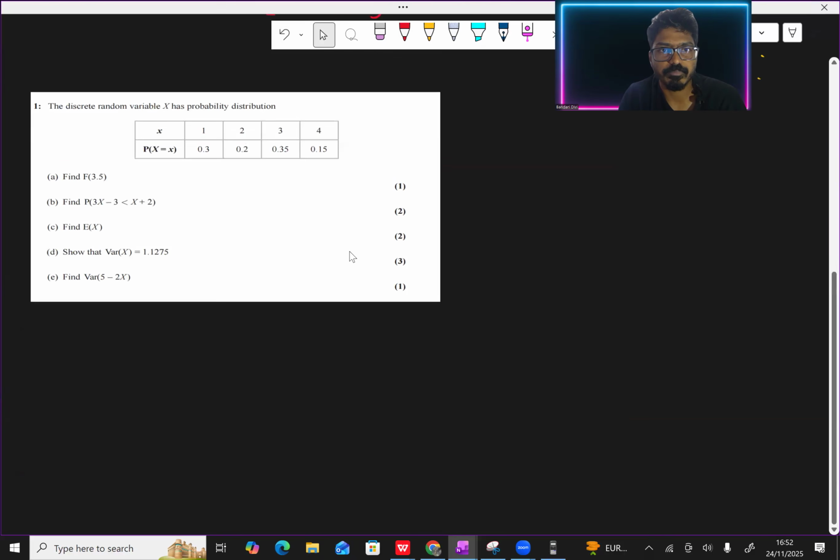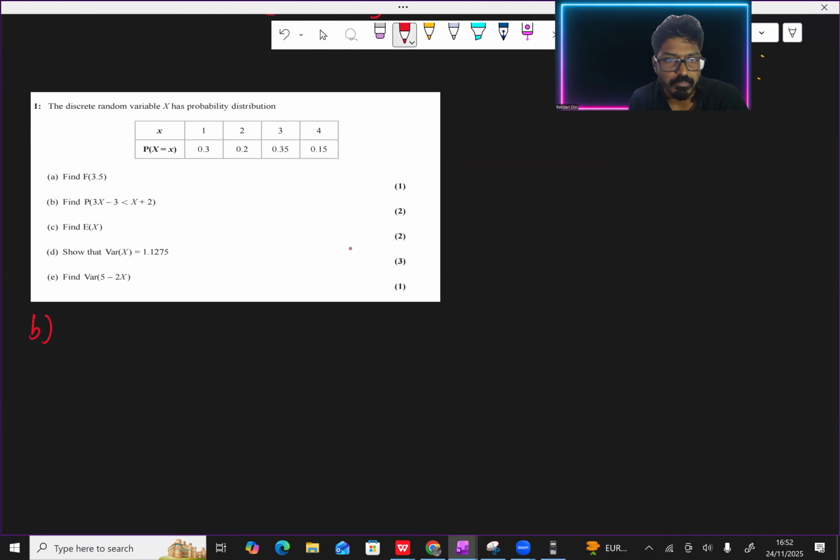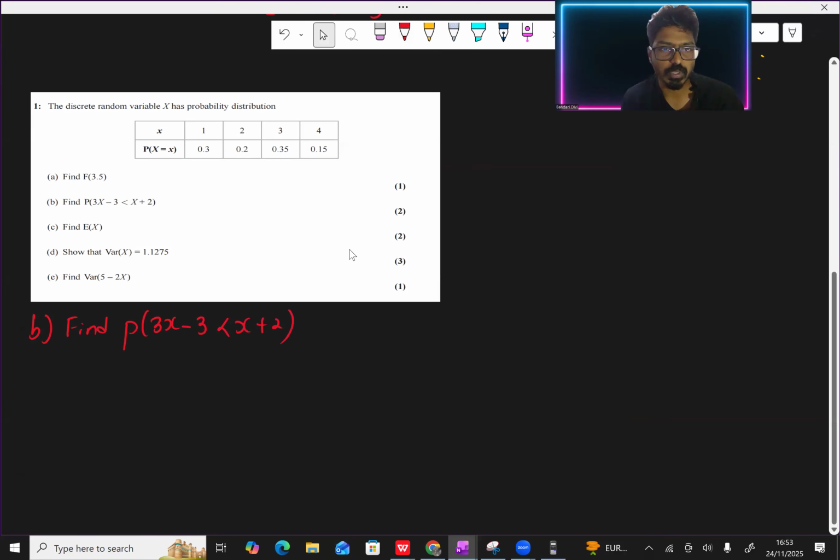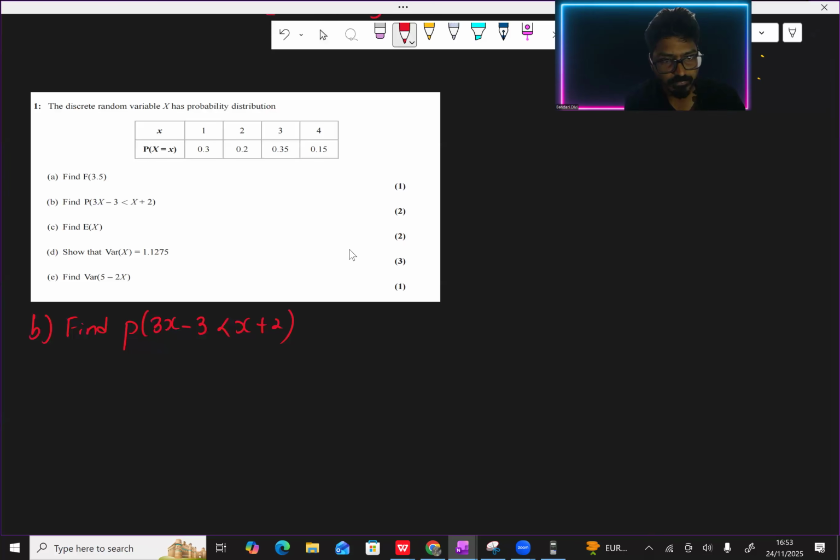So for B, what we have to find is the probability of 3x minus 3 less than x plus 2. For this one, first we have to solve the linear inequality. So we simplify the given inequality. The inequality we have is 3x minus 3 less than x plus 2.